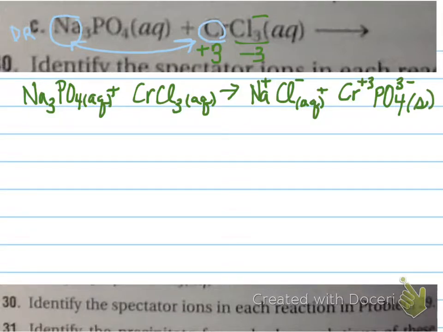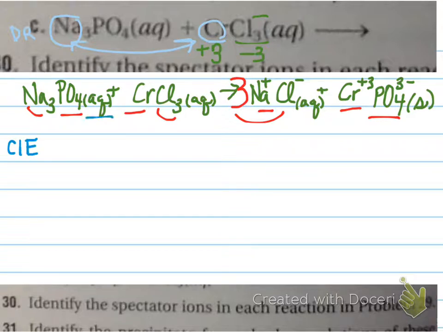So I'm going to balance this now. 3 sodiums, 1 sodium, I need a coefficient of 3 in front of sodium chloride, 1 phosphate, 1 phosphate. 1 chromium, 1 chromium, 3 chlorides, 3 chlorides, so it is now balanced. So now I need to write my complete ionic equation.